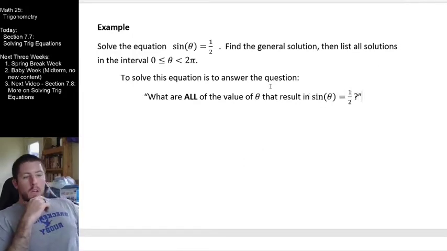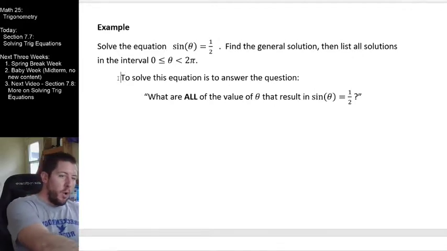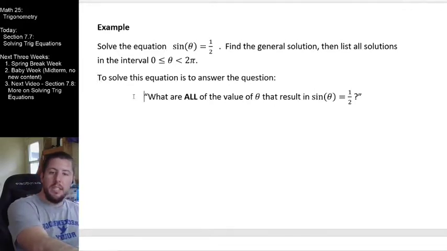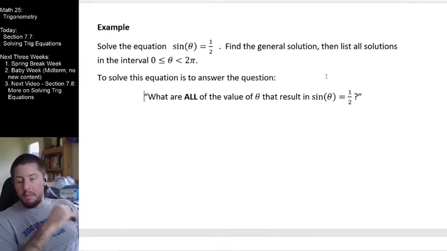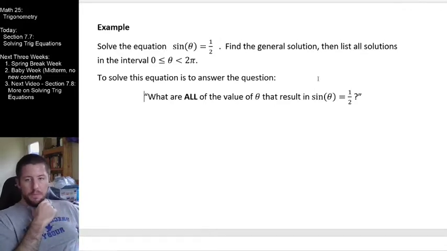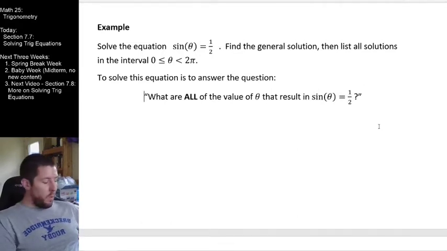So when we're going about solving this equation, what it means to solve an equation is to find all of the values of the variable that make the equation true, right? What are all of the values of theta that results in sine of theta being equal to 1/2?